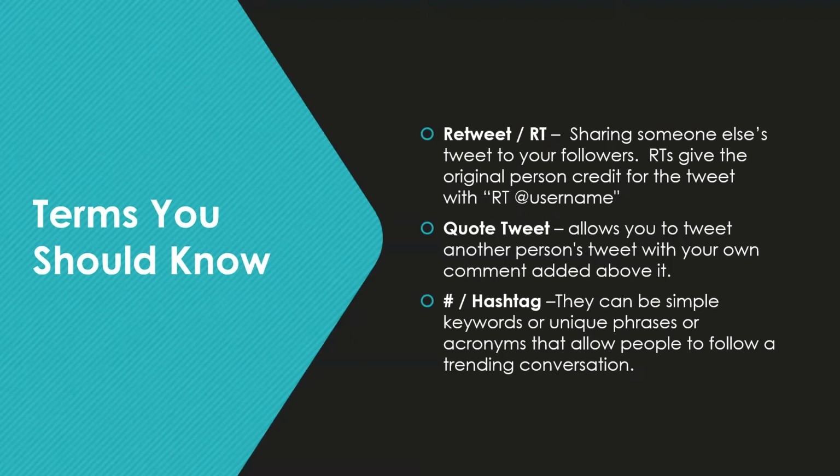So hashtags on Twitter, they can be simple keywords or unique phrases or acronyms. They basically just allow people to follow a trending conversation. Note the way that it references a trending conversation and not necessarily just a trending tag. You have topics on Twitter that I'll cover in a minute, but hashtags on Twitter are used in a little different way than they are on Instagram.